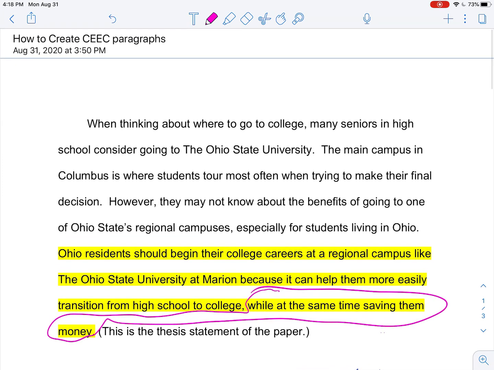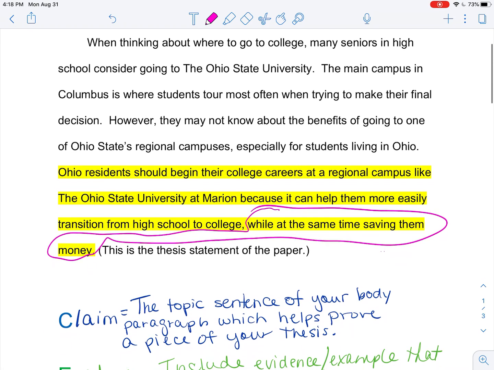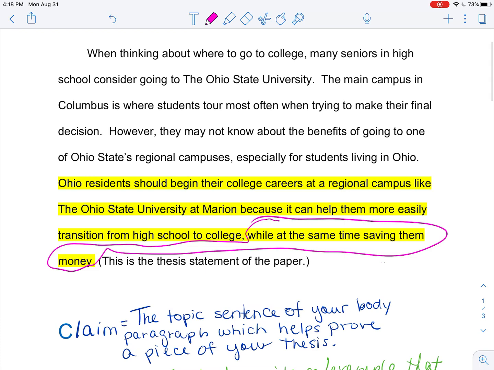So I've decided what my thesis is, and now I have to create my body paragraphs. My body paragraphs are going to follow this CEEC format. The first C of CEEC stands for claim. And that is the topic sentence of your body paragraph, which helps prove a piece of your thesis. It's a supporting claim. You may have heard that. But really, if you think about it, it's something that you're trying to prove in your thesis.